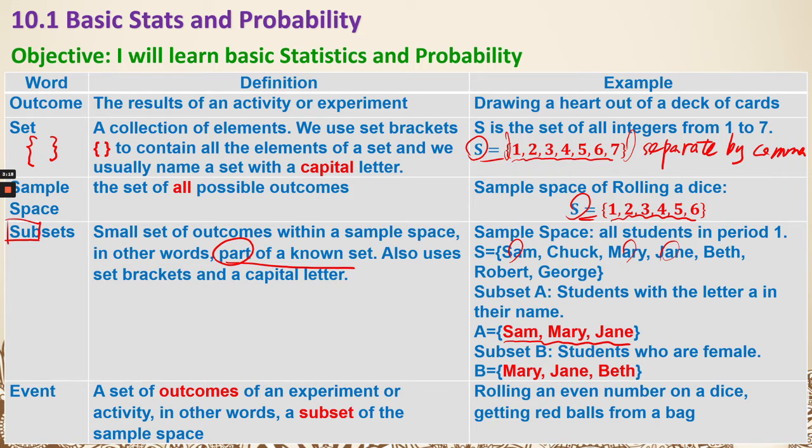Next, subset B is defined as students who are female. Well, we do have some typical female names like Mary, Jane, Beth, but yes, Sam could also be a female name, but let's just pretend that our Sam in this sample space is actually a boy. So that means the females would be Mary, Jane, and Beth. That's subset B. Last one, event. A set of outcomes of an experiment or activity. In other words, a subset of a sample space. Some examples, an event could be rolling an even number on a die or getting red balls from a bag. A lot of the time when we calculate probabilities, we're calculating probabilities for different events.